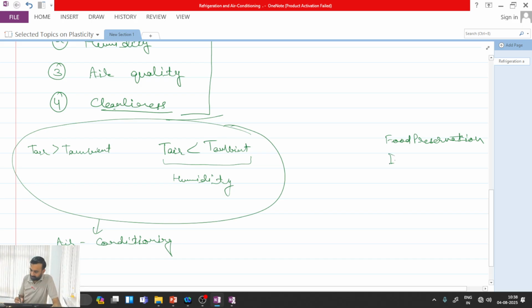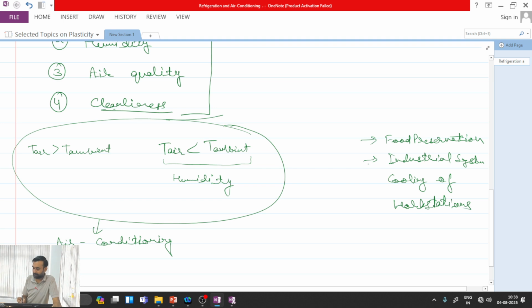Refrigeration is required in various industrial systems for doing different tasks. Yes, industrial systems for cooling of workstations, or, sorry, condensers or power plants. Anything else? There are plenty of applications of refrigeration as well.